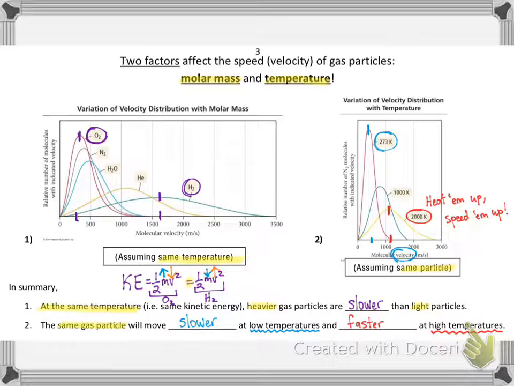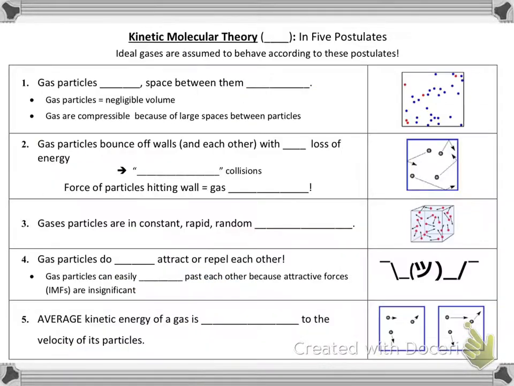Okay, let's dive into kinetic molecular theory, otherwise known as KMT. Now, there are 5 specific postulates of kinetic molecular theory. Ideal gases are assumed to behave according to these postulates. Okay, well, the first one says that gas particles are really, really small, and the space between them is really, really large. This means, relative to the giant spaces between them, gas particles have a negligible volume, and we can basically ignore it in calculations. This also means gases are highly compressible. They have large spaces between them, so it's easy to squeeze them together.